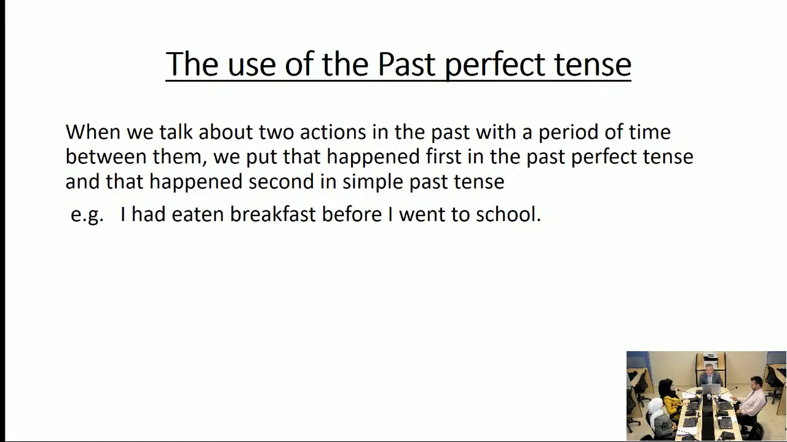Succession is not for grade 9, but I think a lot of people are watching us, so we are explaining. For grade 9 students, we want them to know that when we have two actions with a period between them, one happening before the other, we put that which happened first in the past perfect, and that which happened later in the simple past. For example, I had eaten breakfast before I went to school.